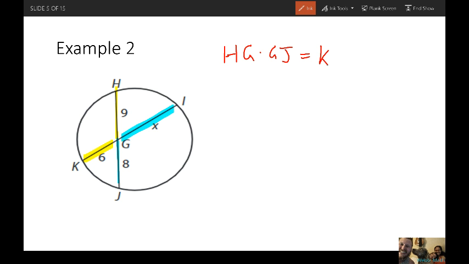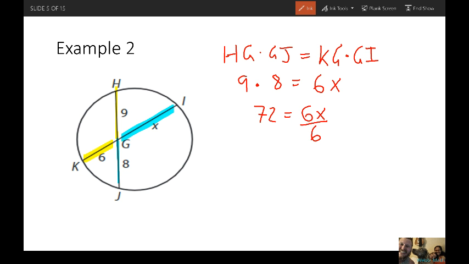Let's go ahead and substitute. HG was 9, GJ was 8, and KG was 6. And GI, we don't know, it was x. 9 times 8 is 72. And then 6x is just 6x, but we have to get rid of a multiplying 6. So we divide, use the division property, and x should be equaling 12.